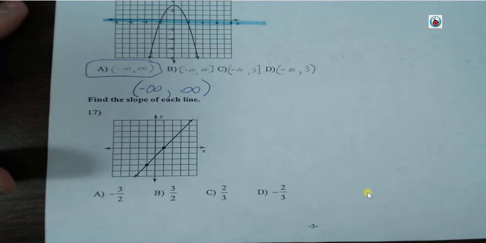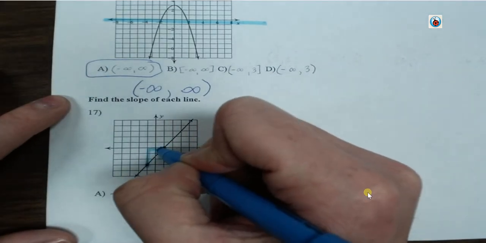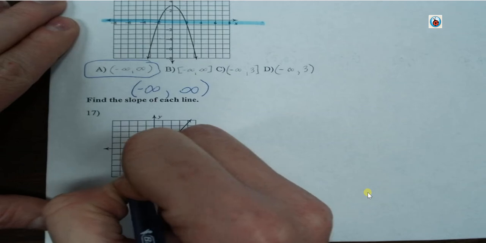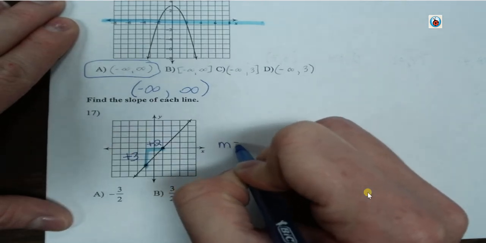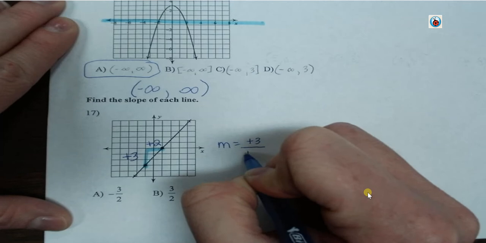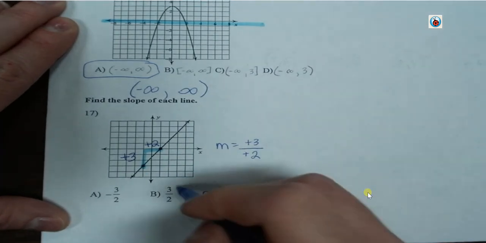Find the slope of each line. Slope is rise over run. So from one point to the next, I'm going up 3 and I'm going right 2. So my slope, I'm going rise 3, run to the right 2. That's going to be a positive 3/2, B.